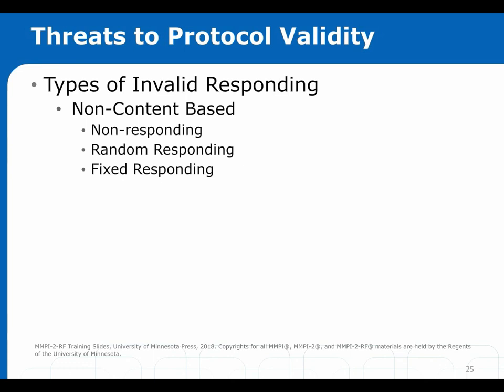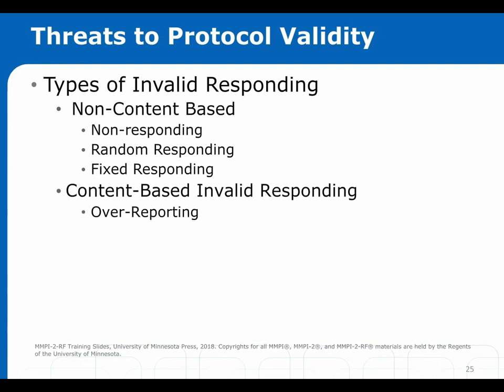Fixed responding can occur in two different ways. One is an acquiescent fixed response style, where an individual indiscriminately provides true responses to test questions regardless of their content. And then there's also a counter-acquiescent fixed responding set, and in that case someone responds false to questions irrespective of their content. We also have a major category of invalid responding called content-based invalid responding. So these are invalid responding styles where the test taker does consider the content of the test items when responding in an invalid manner.